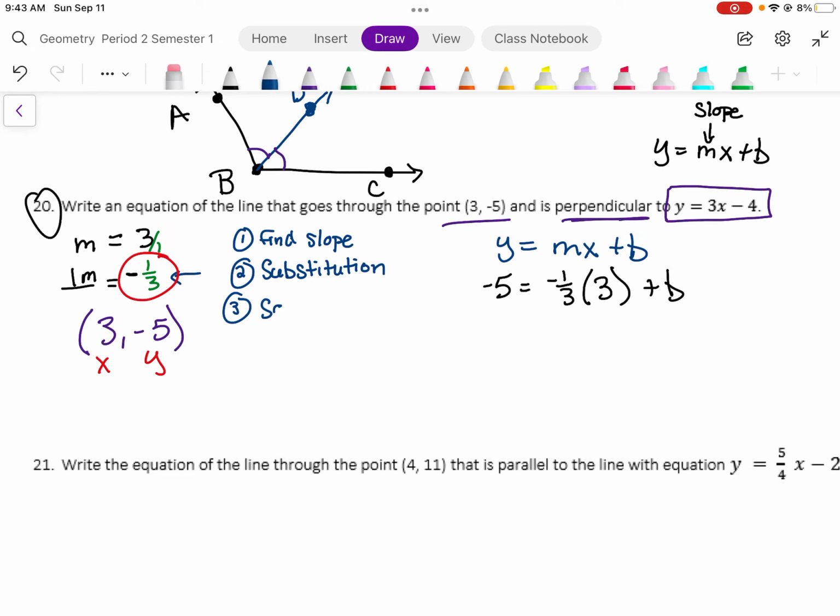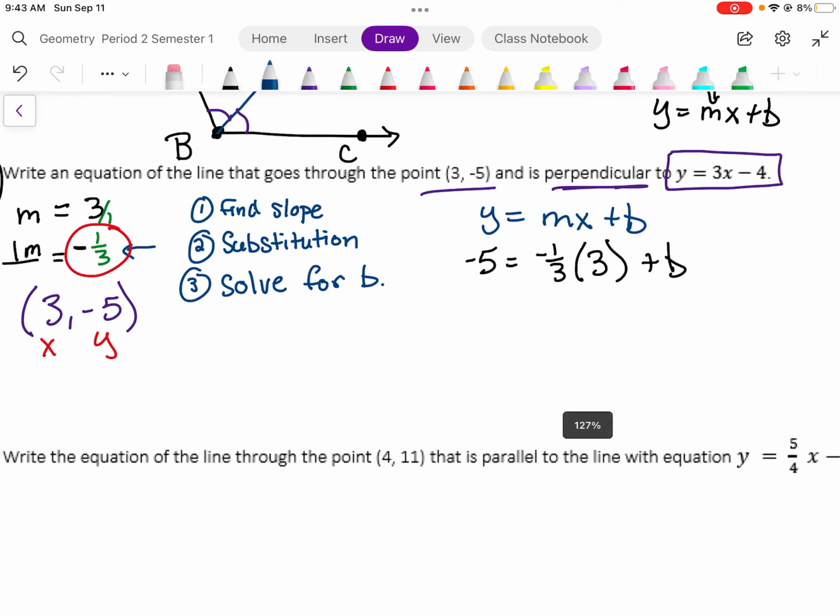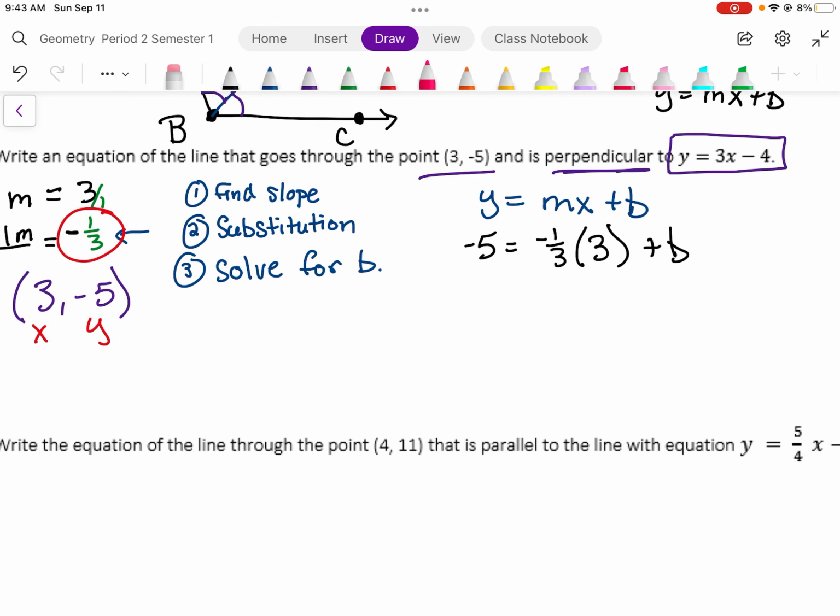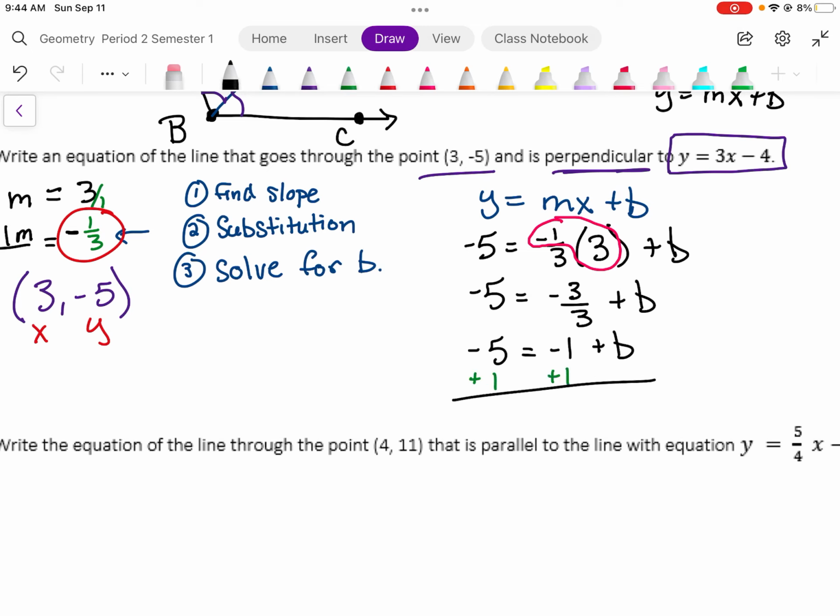Then our next step, we need to solve for our y-intercept of b. So we would take negative 1/3 times 3. Remember, you take the top number times the whole number. So we would have negative 5 equals negative 3 over 3 plus b. And negative 3 over 3 we can simplify to negative 1. Our goal was to get the b value by itself. So we would get b equals negative 4.